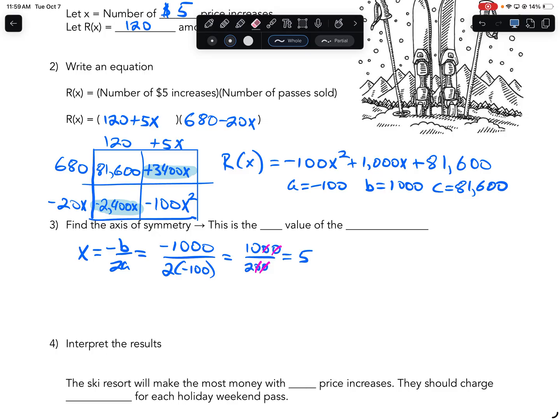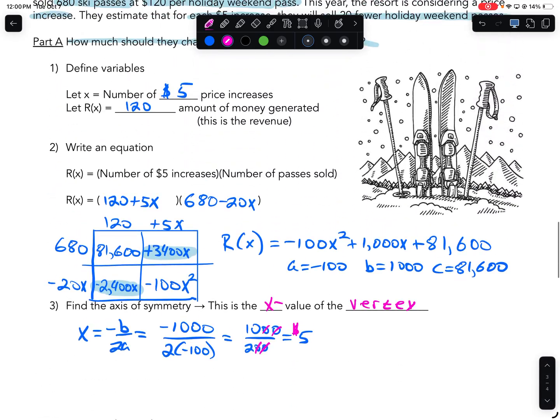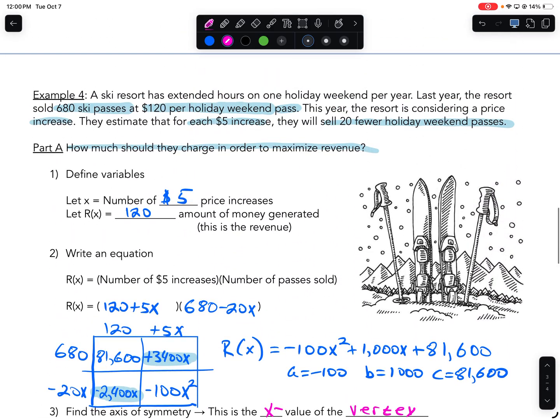So we need to say that the x value of the vertex is what they're looking for here. So we know 5 is the x value of the vertex. And that's dollars, right? Because we're talking about the revenue. So we interpret the results. A ski resort will make the most money with $5 price increases.